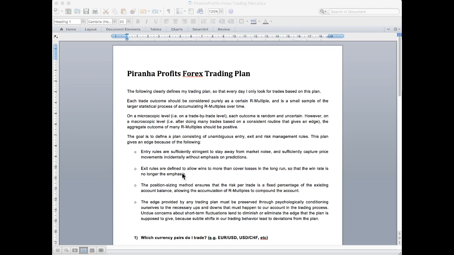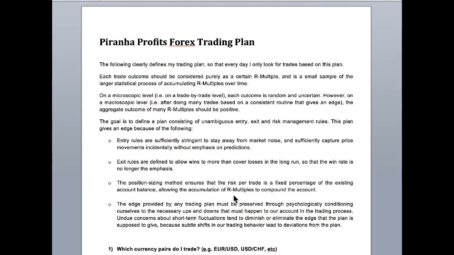Exit rules are defined, right? Your stop loss and your profit target are defined to allow wins to more than cover losses in the long run, so that the win rate is no longer the emphasis. The position sizing method ensures that the risk per trade is a fixed percentage of the existing account balance, allowing the accumulation of R multiples to compound your account over time.